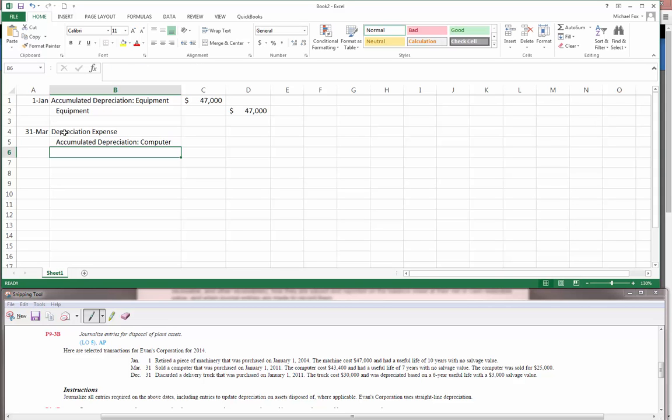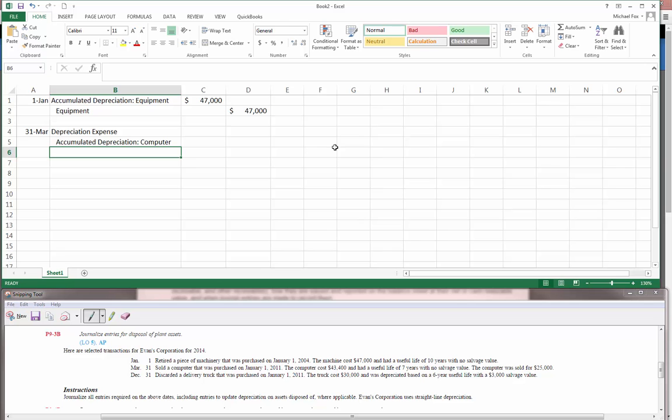The way we figure out the amount is we have to calculate the amount of time that has happened from the beginning of the year, January 1st, to the date we sold the computer, March 31st. So that is 3 months. So we will figure out the amount of depreciation then, since it was straight line.